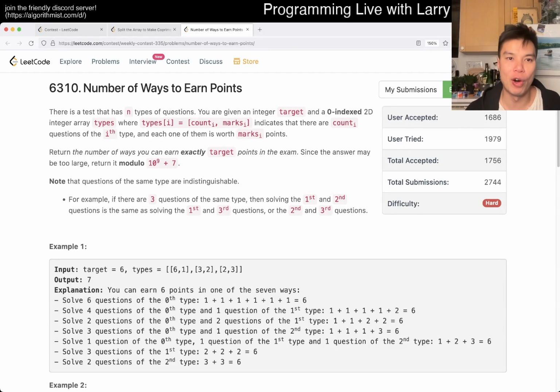This is me going with Q4 of the weekly contest 335, number of ways to earn points.